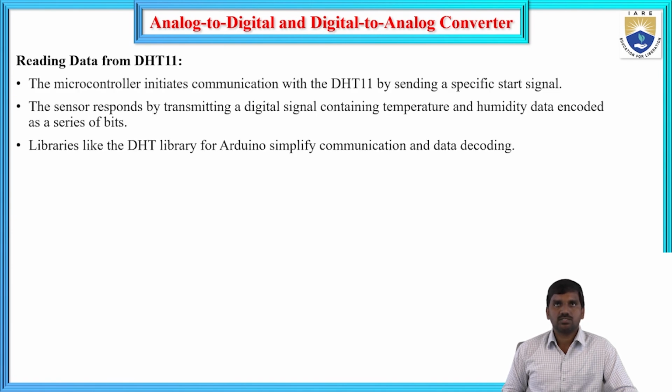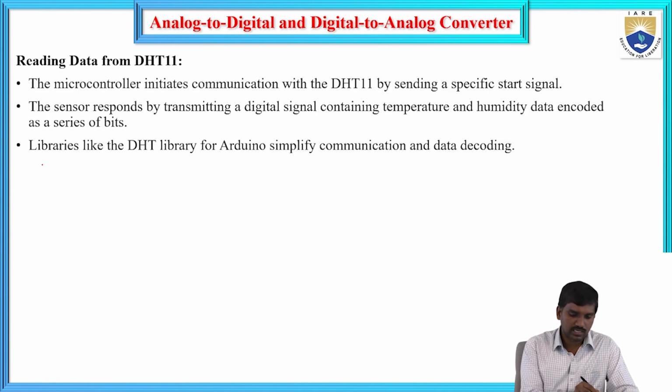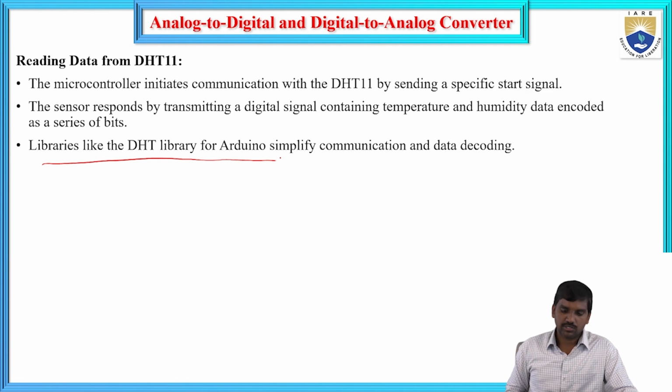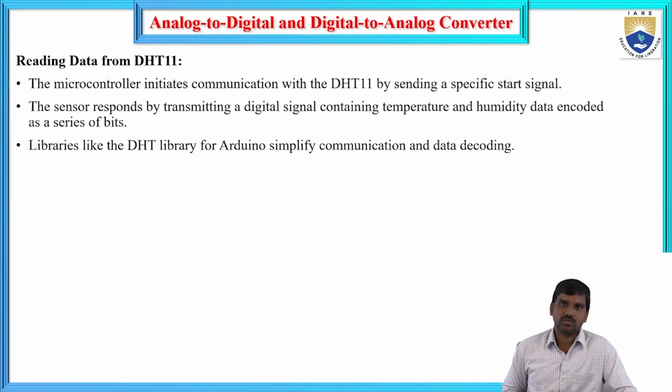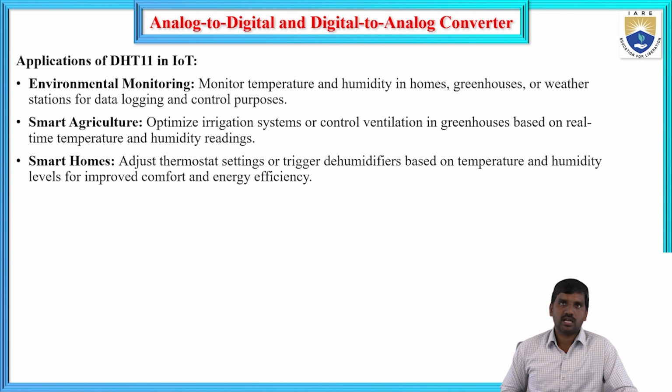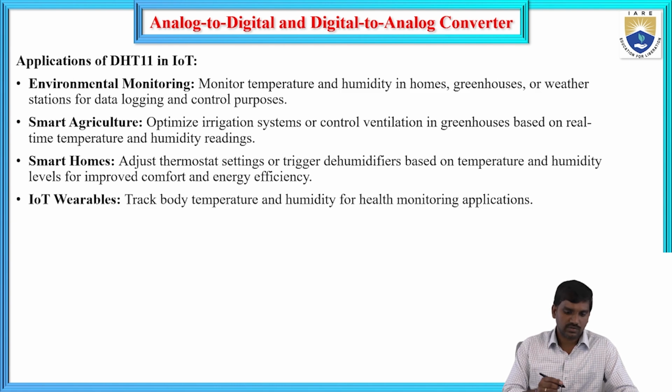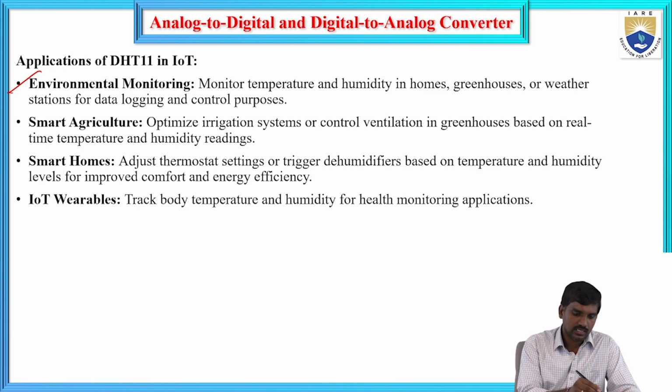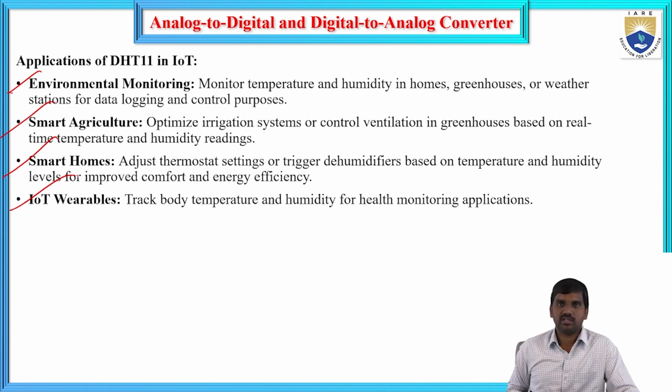For reading data from the DHT11, we use libraries like the DHT library for Arduino, which simplifies data encoding. Applications of DHT11 in IoT: environmental monitoring, where you can record data such as humidity, temperature, and noise pollution. We may also use it in smart agriculture, smart homes, and IoT wearable devices. These are the applications of DHT11 in IoT.